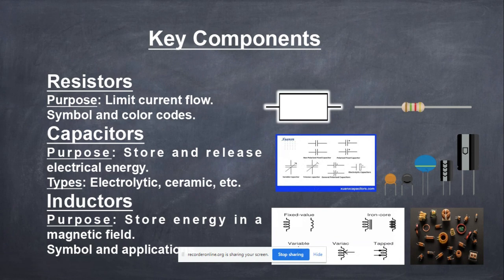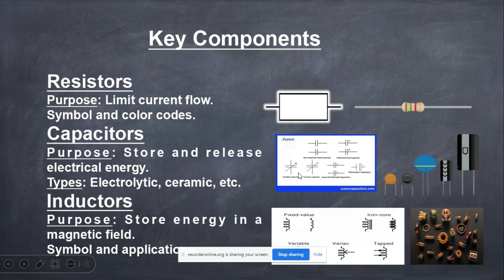So the main purpose of the capacitor is to store and release electrical energy. This is the main purpose of the capacitor. There are also types of capacitors: electrolytic, ceramic, and extra. So this is the symbol, and this one is the pictorial view.